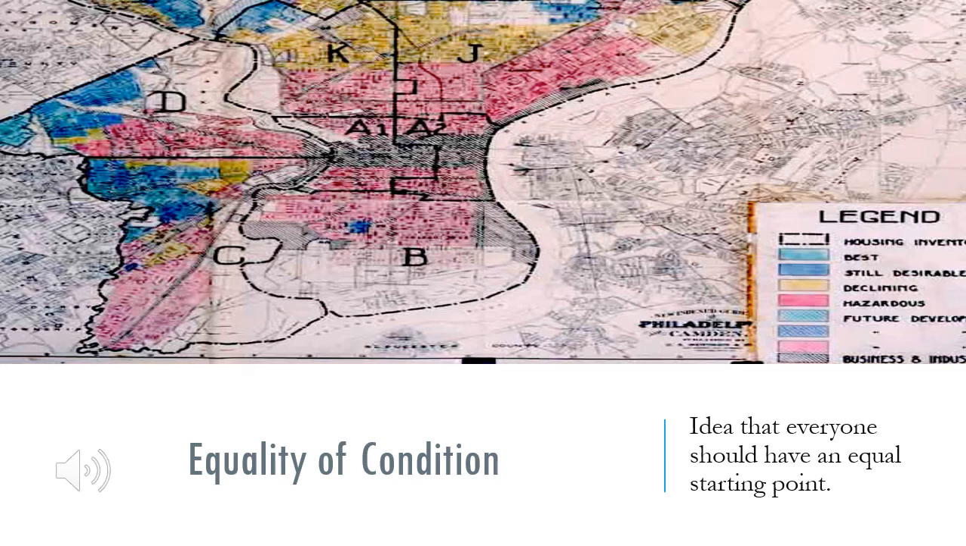Whereas you can see further and further out from the city center, which is where we see the suburbs cropping up, and still to this day are on the outskirts of cities, the best and the still desirable areas tended to be overwhelmingly white or Caucasian Americans, right?